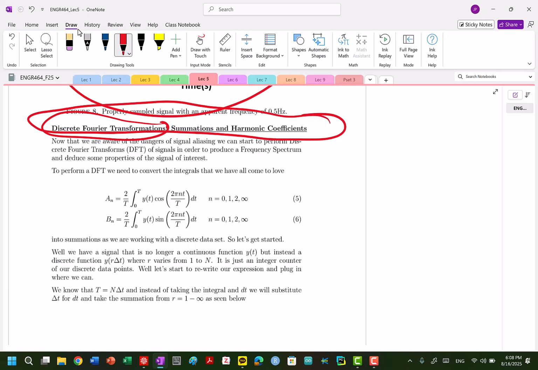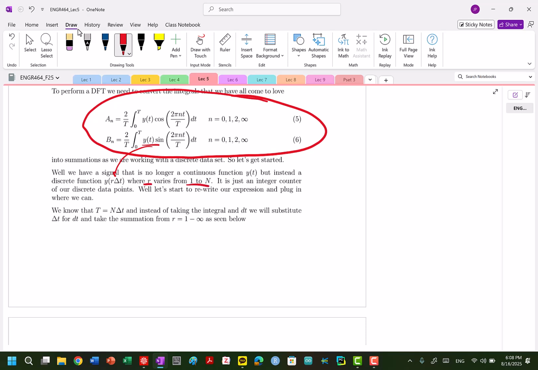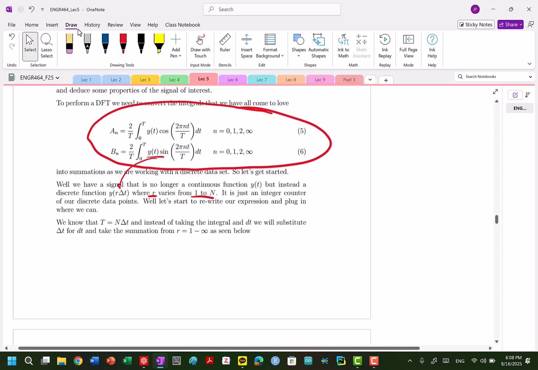So what we're going to do is use the same equations that we did last time to calculate our continuous Fourier transform harmonics and the magnitude of those harmonics, but now we're going to discretize our system. Instead of y of t, we're just going to plug in the value of y_r at specific delta t's, where r just varies from 1 to n. So it's just an integer counter, and you just plug in the value of y at that specific delta t.